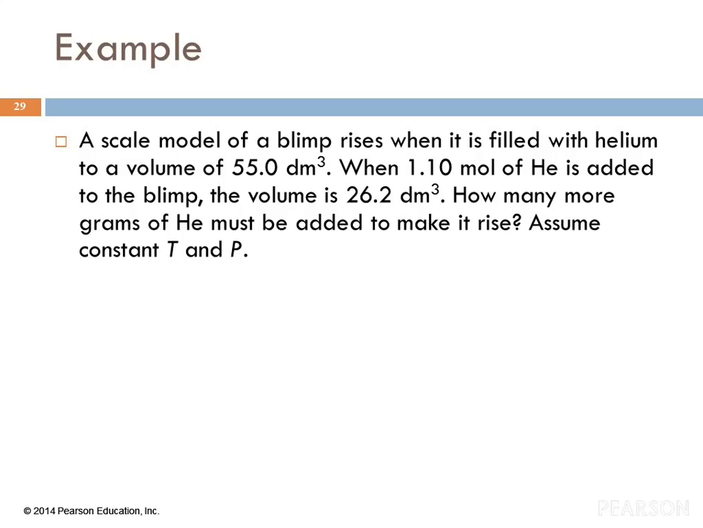Let's do a calculation with Avogadro's law. A scale model of a blimp rises when it is filled with helium to a volume of 55.0 cubic decimeters. When 1.10 mole of helium is added to the blimp, the volume is 26.2 cubic decimeters. How many more grams of helium must be added to make it rise? Assume constant T and P.